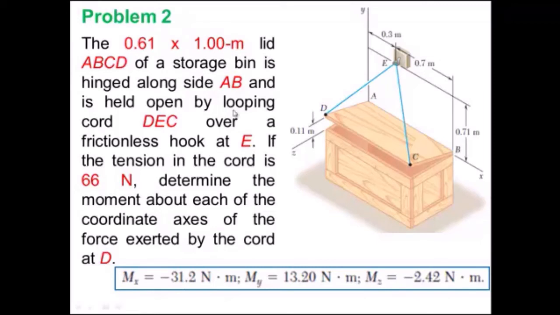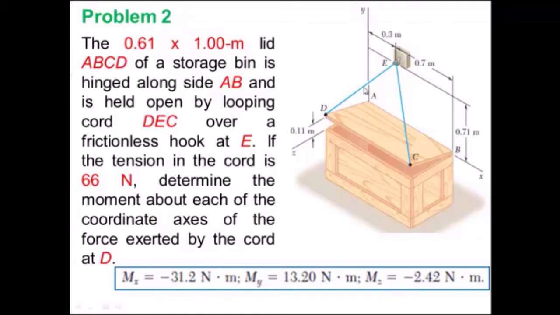Now let us discuss this problem where a lid ABCD of a storage bin is hinged along side AB. Here it is hinged, it's a box, and it can open on this side BC, and it is held by a string. It's a single frictionless string, on a frictionless hook E. Since it is a single string, the tension in the cord has the same magnitude everywhere, 66 Newton. Determine the moment about each of the coordinate axes of the force exerted by the cord at D. So what do we first need to find? The force vector.